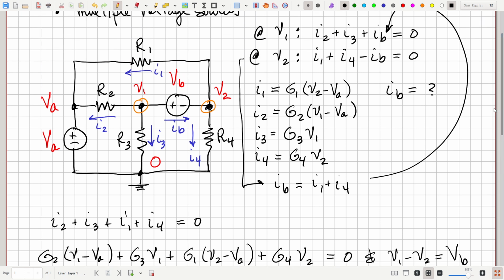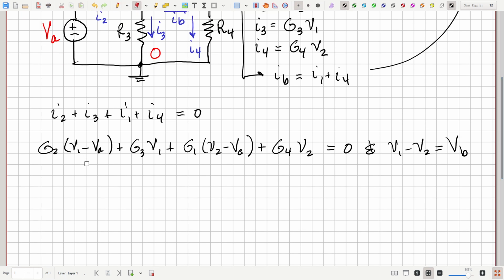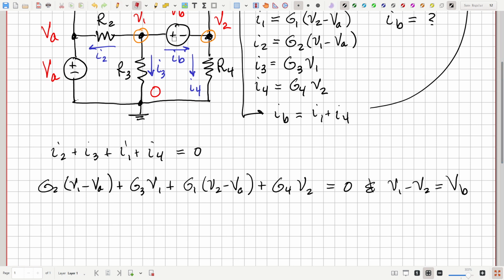So we get our equation back. We gave up one equation to solve for IB, plugged that into the first equation, got one equation and two unknowns, but then the voltage source that created the problem in the first place gave us the solution because it gave us a new equation. So we could solve that for, say, V2, that would be V1 minus VB, and then substitute it into this equation. And let's change the order here.